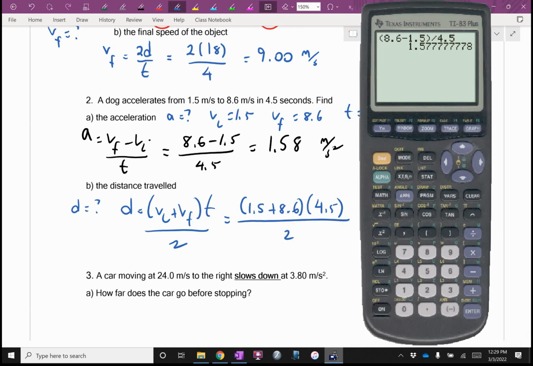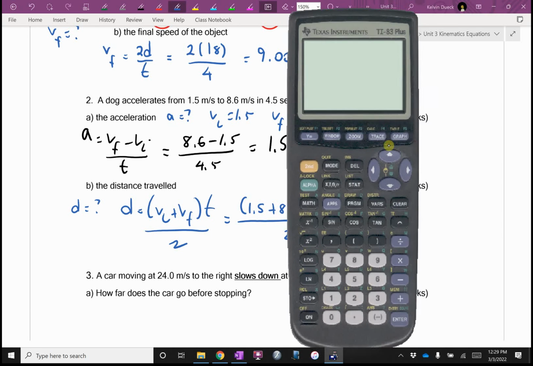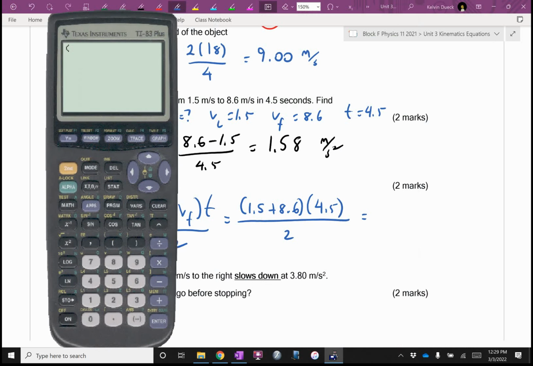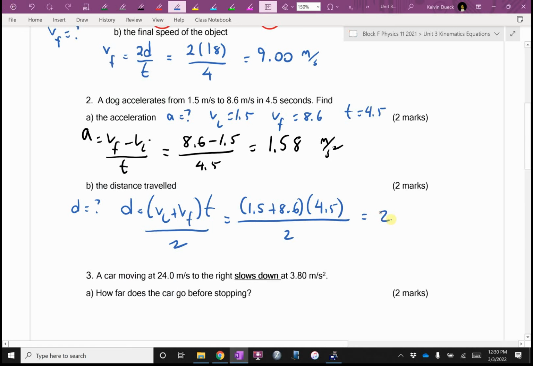Really, the trickiest part with this equation is typing it in, because I have to have brackets around the top, and then I have to open a second mini bracket. 1.5 plus 8.6, close off the mini bracket, times 4.5, close off the top, divided by 2. You get 22.7? Units, it's a distance, meters. 2 marks.